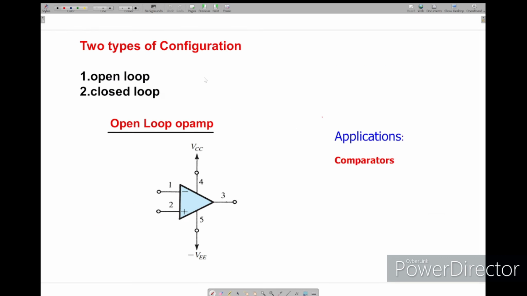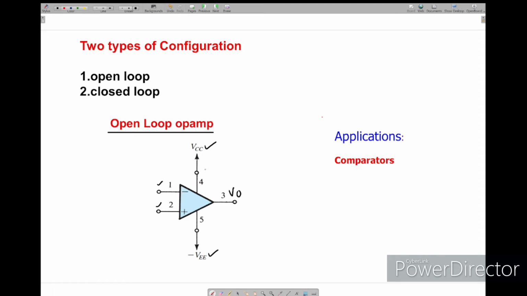Next, when we want to use the op-amp, we should provide two configurations. One is open loop configuration, the second is closed loop configuration. First we'll see the open loop op-amp. In this schematic, the op-amp is not connected to any external components. This is the output, this is plus Vsat, this is minus Vsat. No part of the output is connected to the inputs. So this op-amp is in open loop configuration.